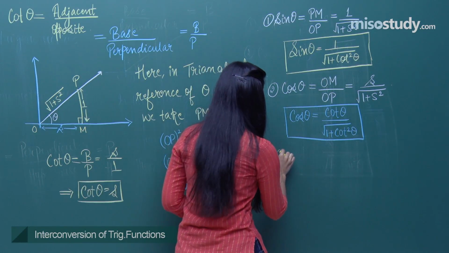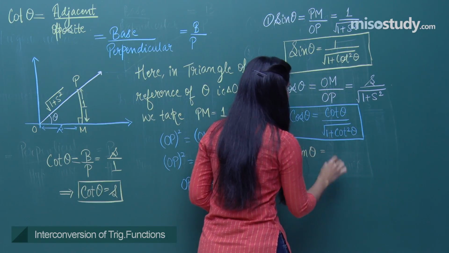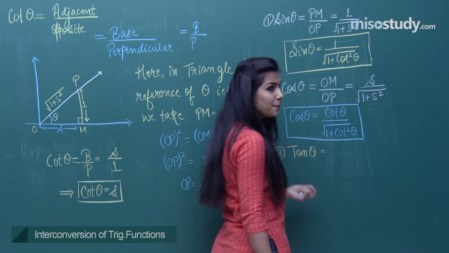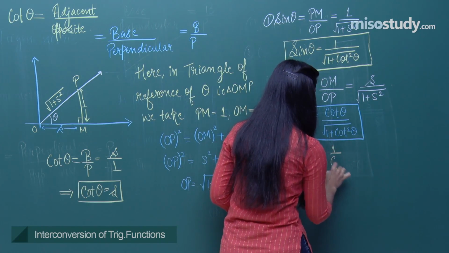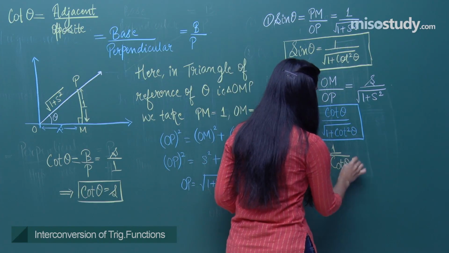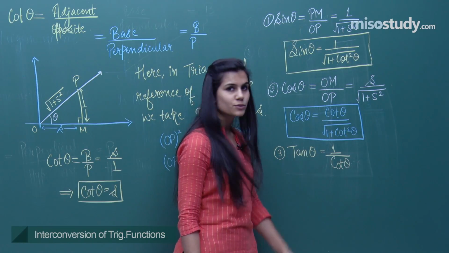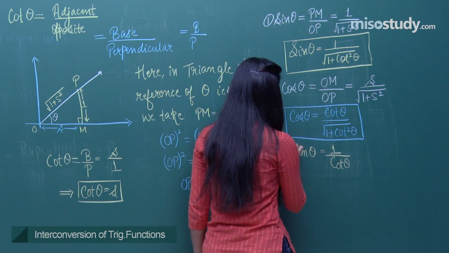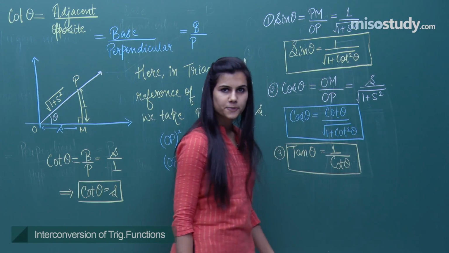Moving to the third ratio, which is tan. Tan theta is nothing but 1 upon cot. That's it. What do we need to do further? Nothing, because here I have expressed my tan in terms of cot. And so this is the expression of tan in terms of cot.